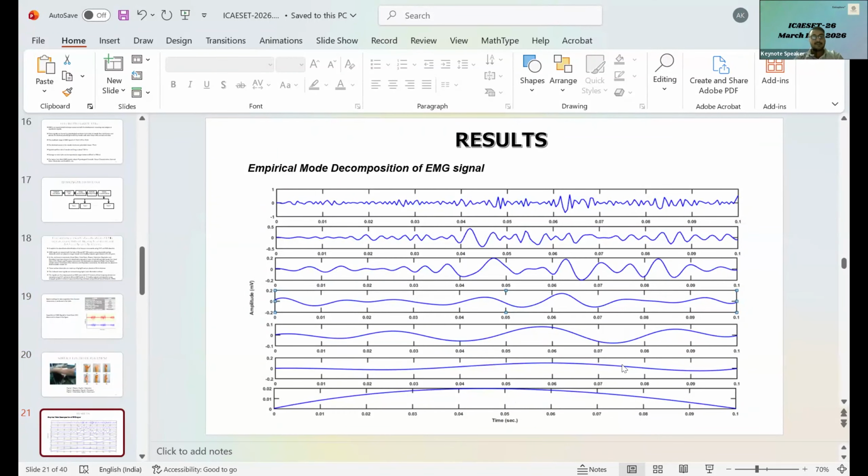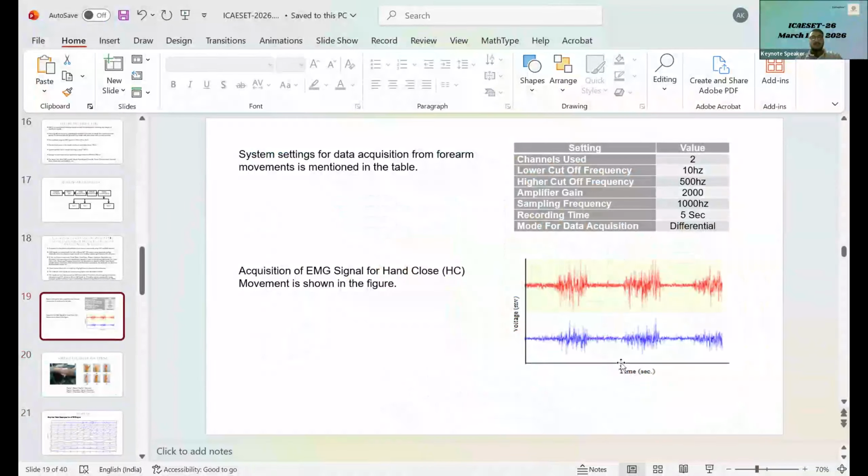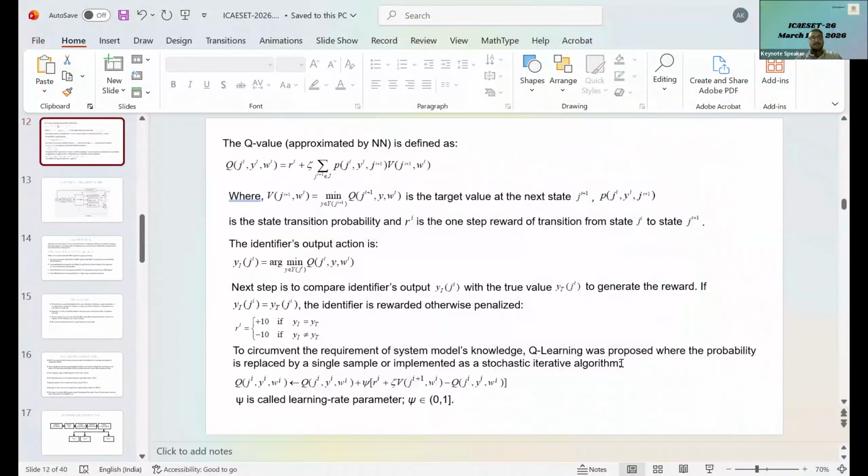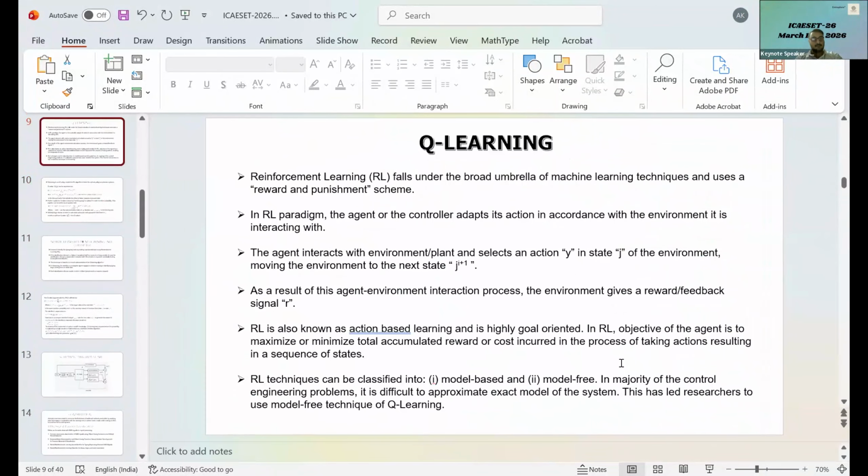And if you look at the last signal, it seems approximately linear. So for any mathematical function, suppose you want to calculate the mean value, variance, or standard deviation, you can easily calculate them for these signals. So this is our purpose. That's why we are using the Hilbert-Huang transform.